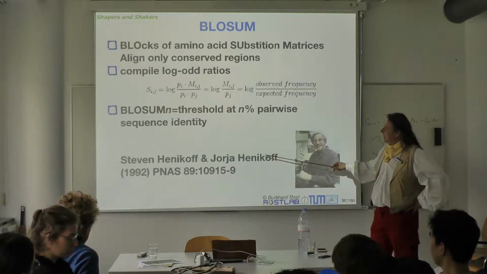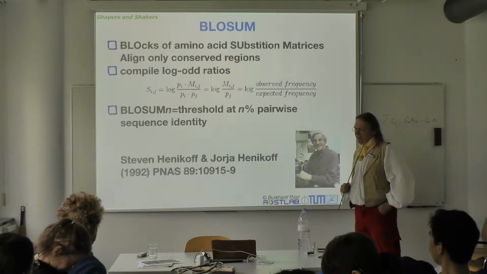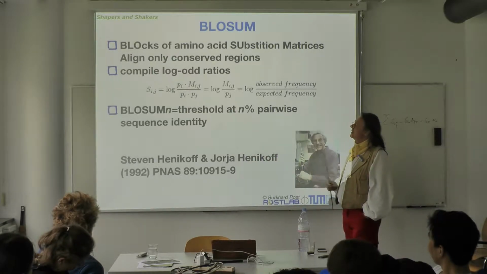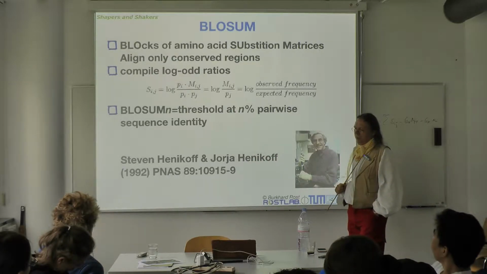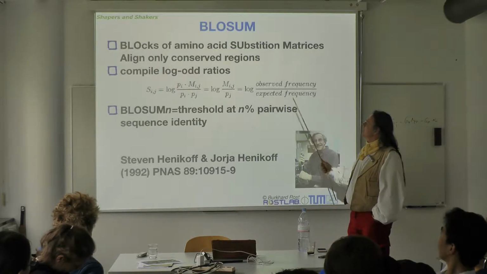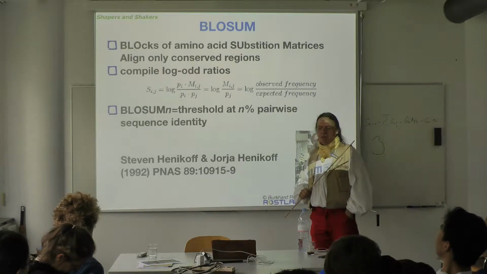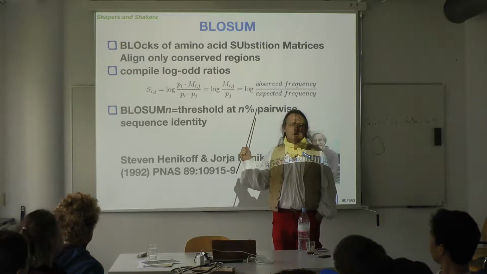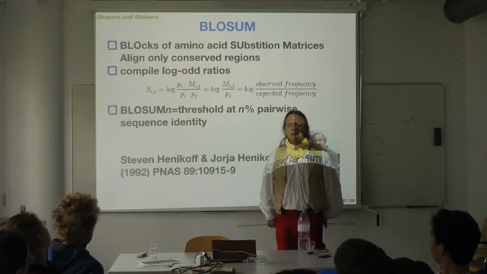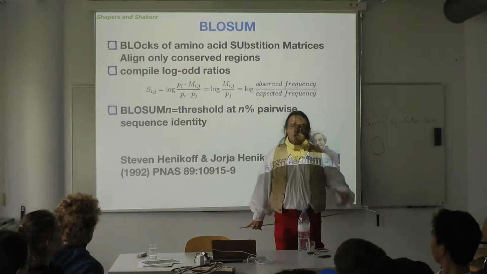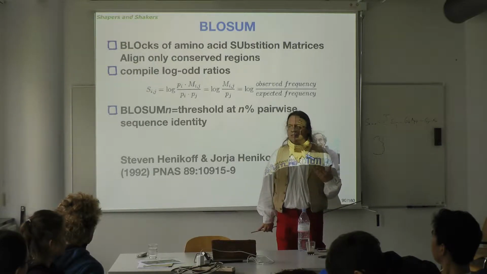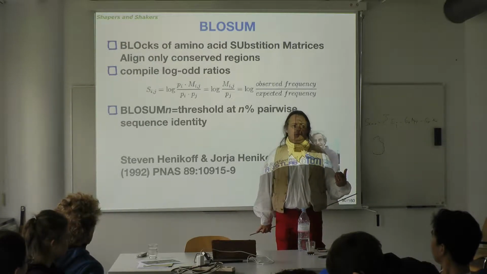Steven Henikoff, because I couldn't find a photo of Jorja. Steven and Jorja together published this paper on the way to build substitution matrices from log odds. How do you start this? In the case of Dayhoff, she had 1,000 proteins that she manually aligned. So in order to compile log odds, you have to have a set of proteins that you know are similar. Right? How do you do that?